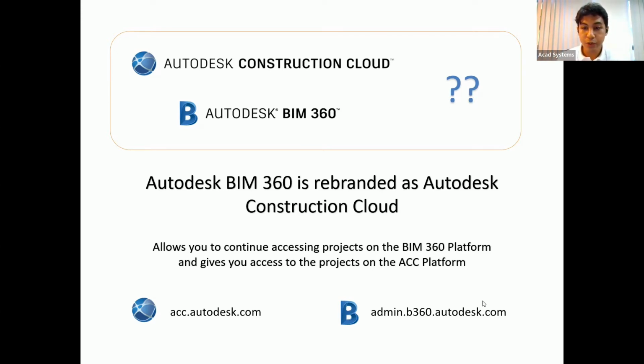So for ACC, this is the site where you can access it. Just go to acc.autodesk.com. And for BIM 360, it is admin.b360.autodesk.com, and you have to sign in and basically access your projects. You also need to note that the logo for ACC is this ball thing, and for BIM 360 it is the big B.